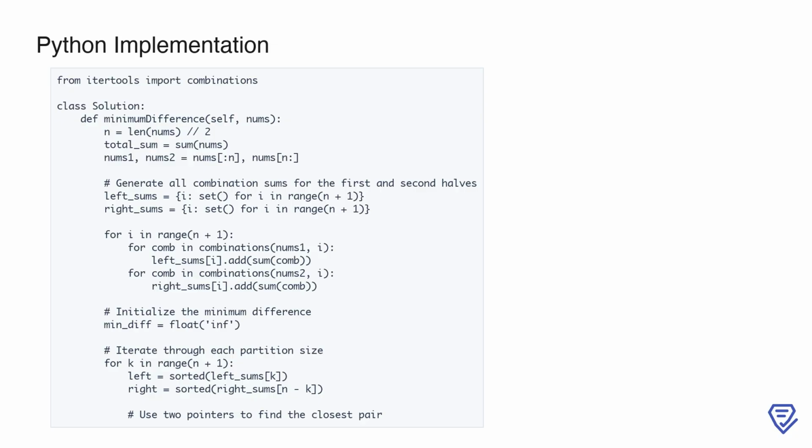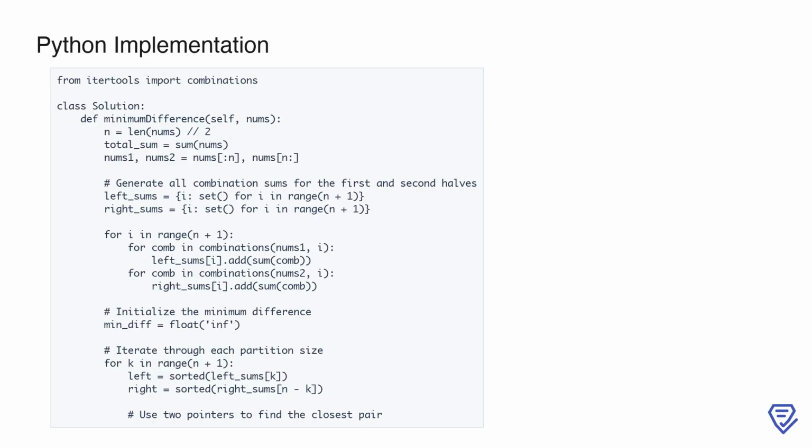Next, we generate all possible combination sums for subsets of each half. To achieve this, we use the combinations function from the itertools library. For each possible subset size, ranging from 0 to the size of the half, we calculate and store the sums in the left_sums and right_sums dictionaries. Each dictionary key represents the subset size, and the corresponding value is a set of all possible sums for that size. These sets of subset sums will allow us to efficiently compute the minimum difference.